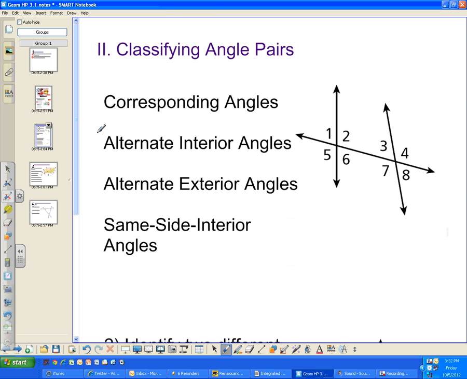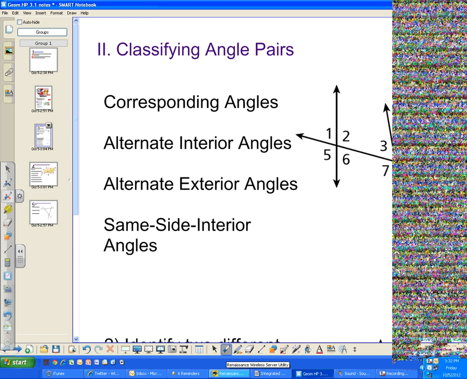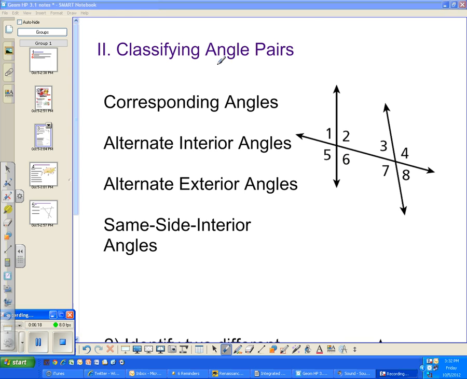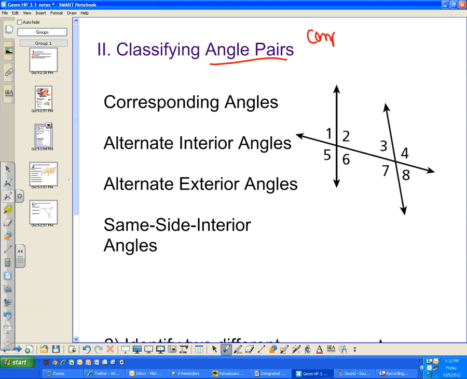The next thing we're going to talk about are angle pairs. You guys are already really good at this; we've already talked about lots of angle pairs. We've talked about complementary angles, which are 2 angles that add up to 90 degrees. We've talked about adjacent angles, which are 2 angles that share a ray. Supplementary angles add up to 180 degrees. Vertical angles, my favorite, are 2 angles that are not adjacent and are across from each other. So these are all different types of angle pairs. We're going to add 4 more.